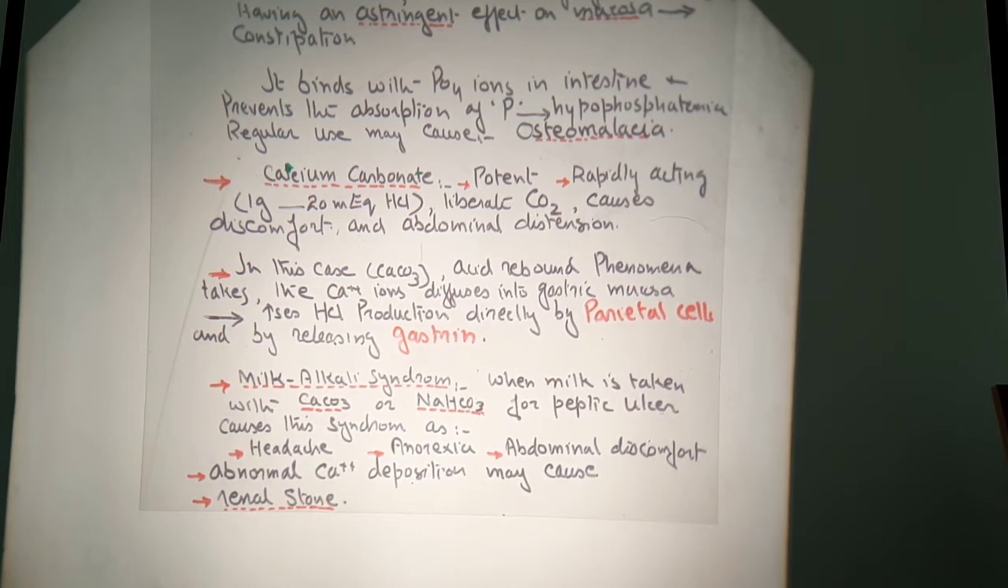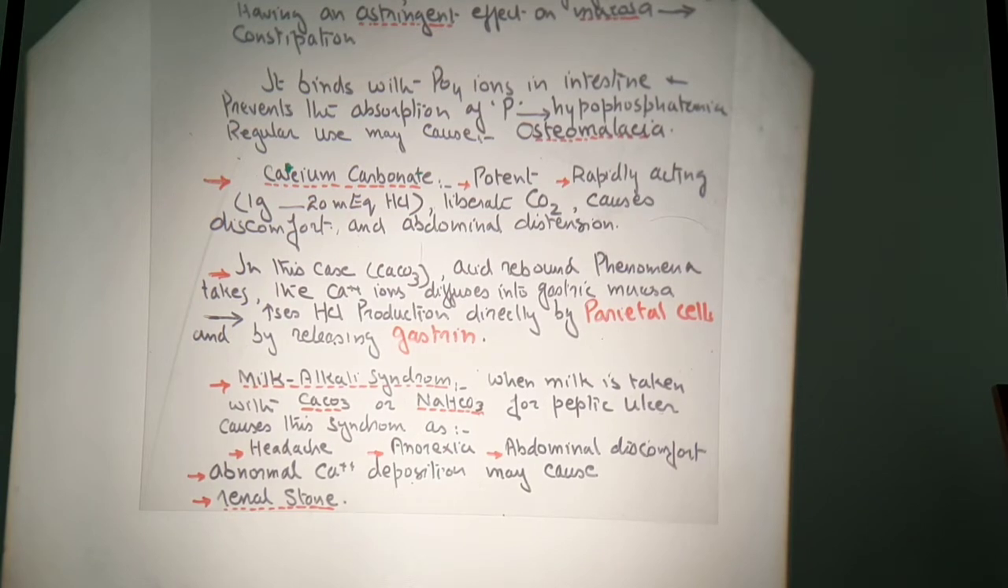Now, this is milk alkali syndrome. What do you mean by milk alkali syndrome? It occurs when milk is taken with calcium carbonate or sodium bicarbonate for peptic ulcer. Most patients think that we have to take milk to neutralize the acidity in combination with calcium carbonate and sodium carbonate. It is not so; it is contraindicated in this case.